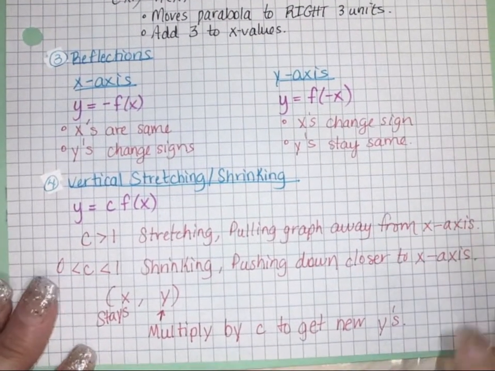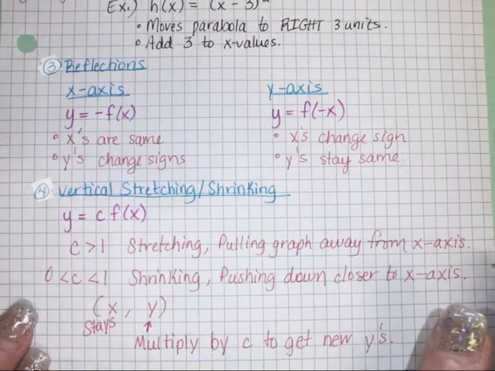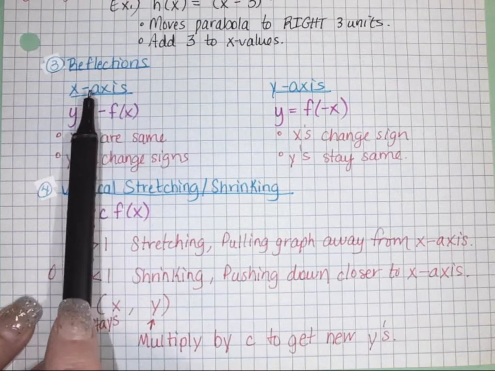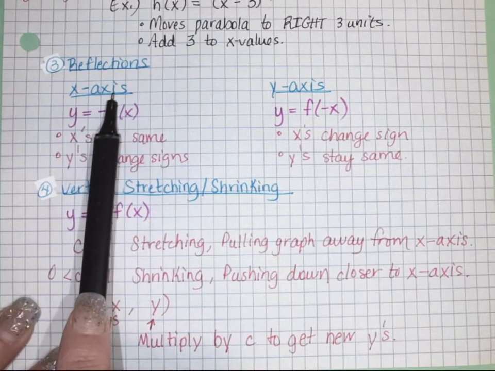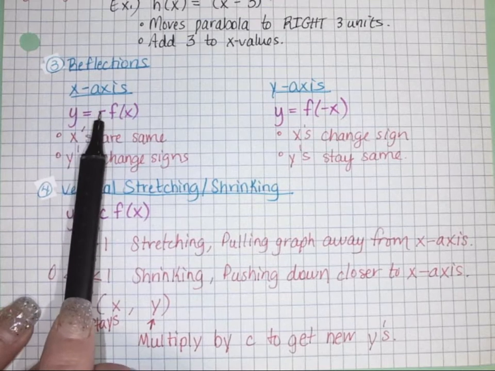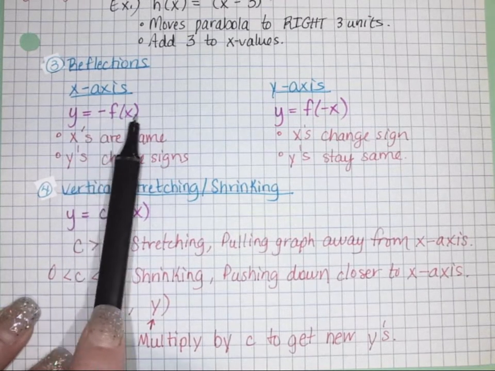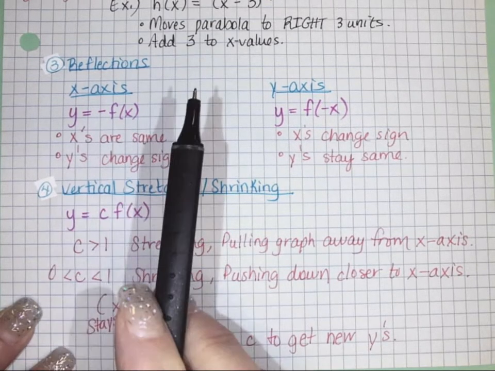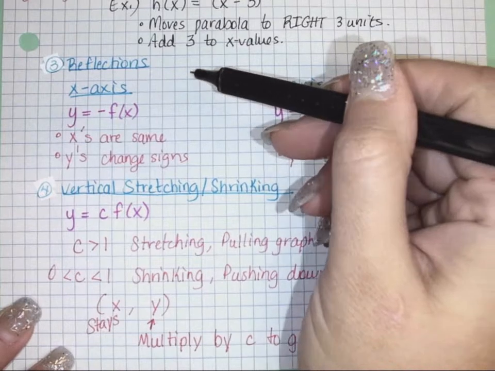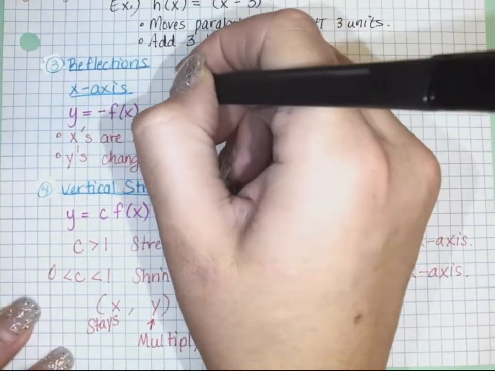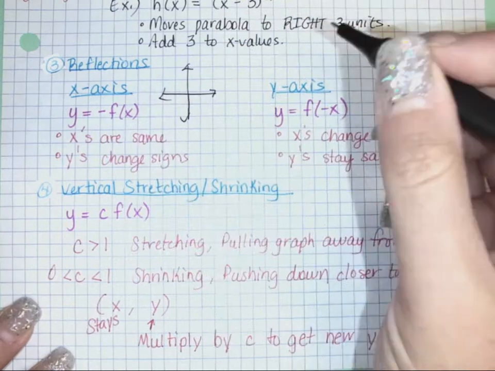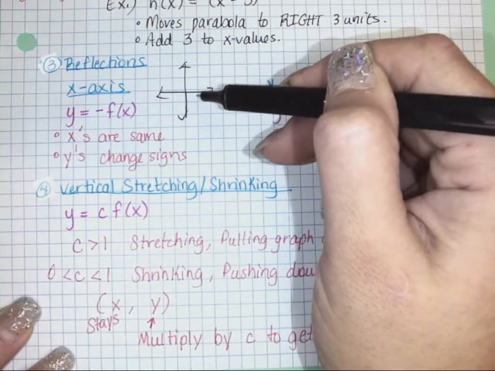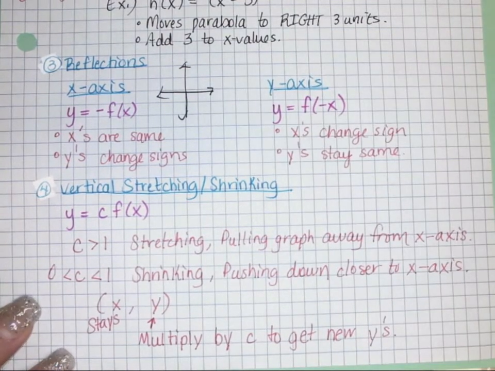Okay, the next type of transformation is a reflection. And there's two types of reflections. You can have a reflection over the x-axis because your minus sign is going to be in the front of your equation. And notice that x is going to stay the same. All I'm doing is taking a graph and flipping it over. If I'm flipping any point over the x-axis, notice that my x value is going to stay the same, but my y would actually change signs.